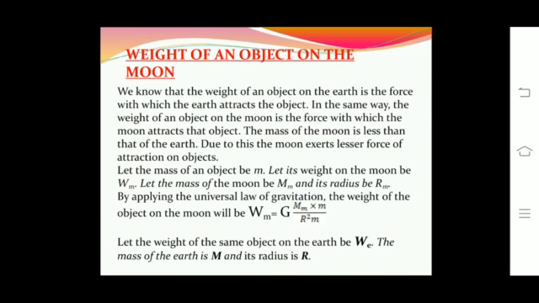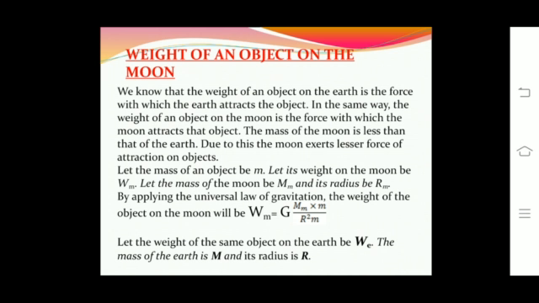Weight of an object on the moon. We know that the weight of an object on the earth is the force with which the earth attracts the objects. Similarly, we say that the weight of an object on the moon is the force with which the moon attracts that object. We know that the mass of the moon is lesser than that of the earth. Due to this, the moon exerts lesser force of attraction on objects.